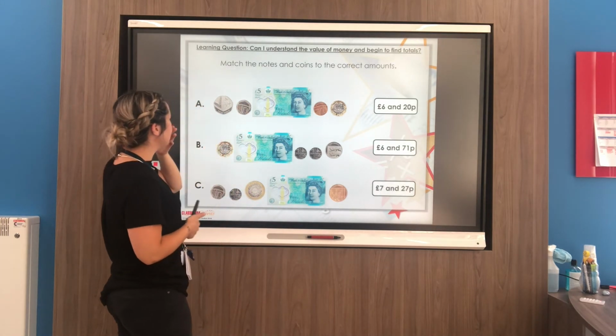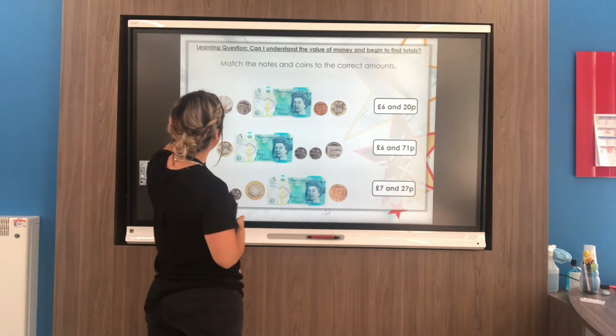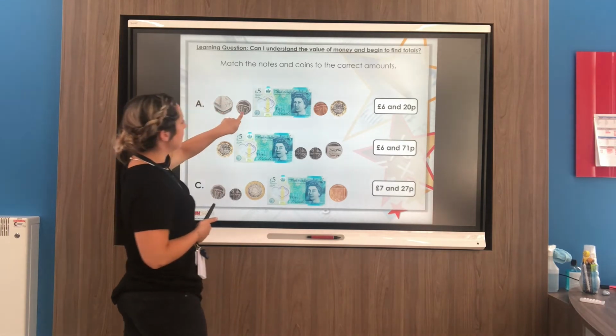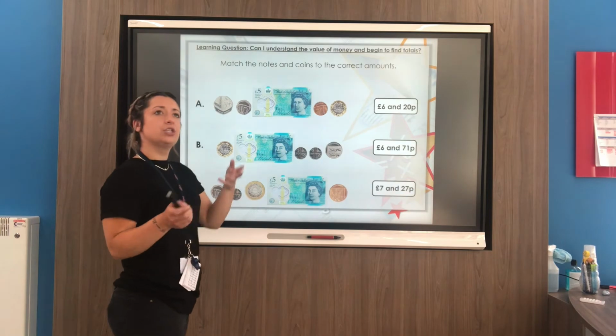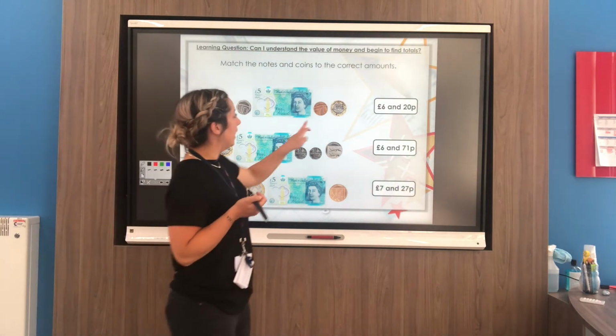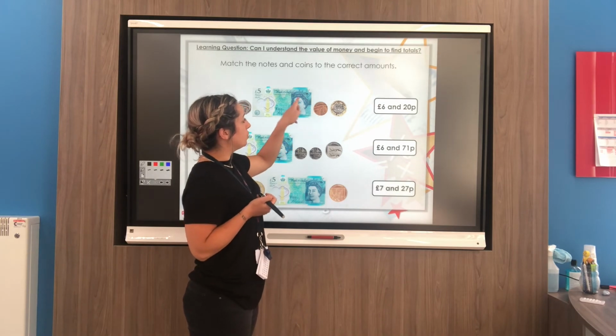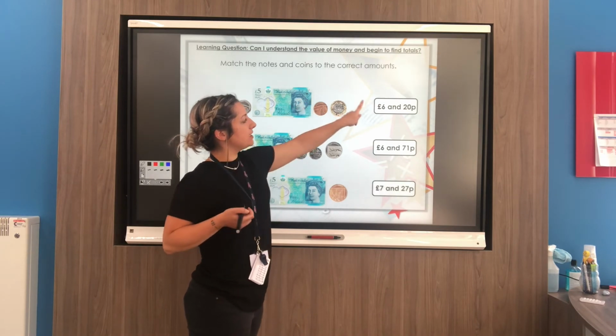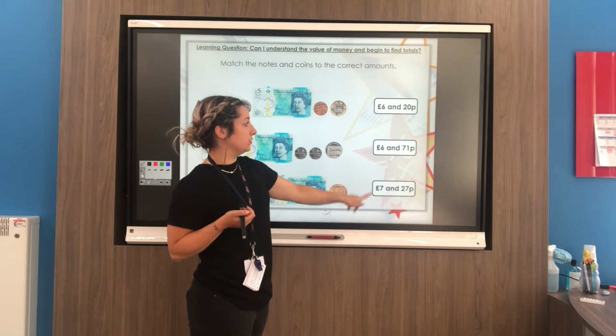And how many pence have I got? I've got 50. Add another 20. 5 add 2 is 7. 50 add 20 is 70. And then I've got the 1. So I've got £6.71. Can we see it on this side of the board?